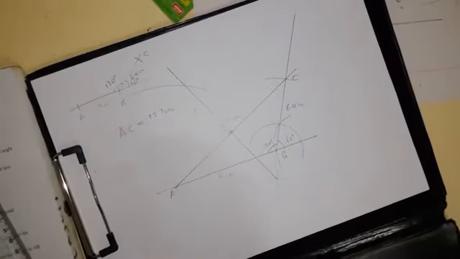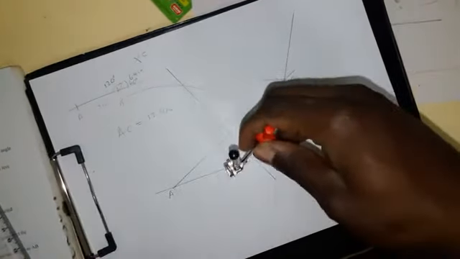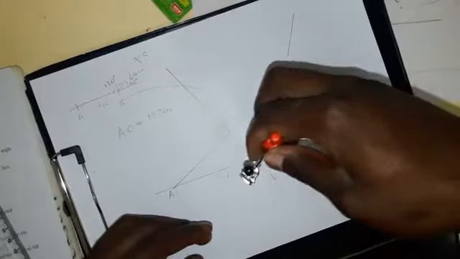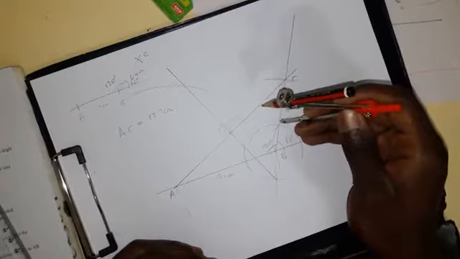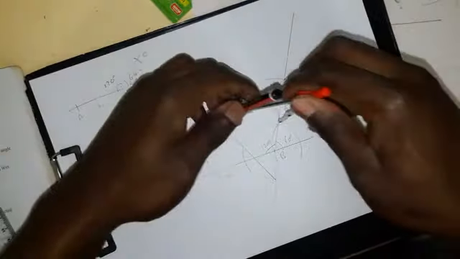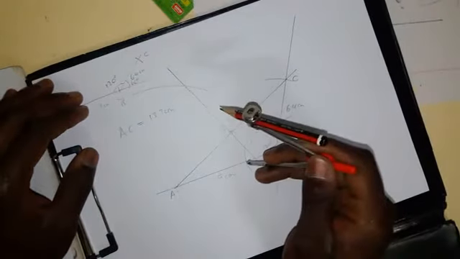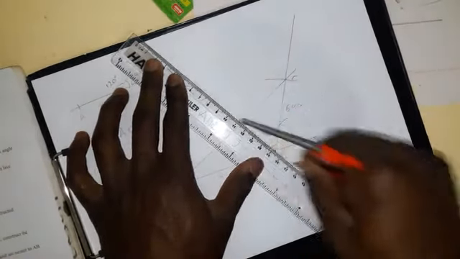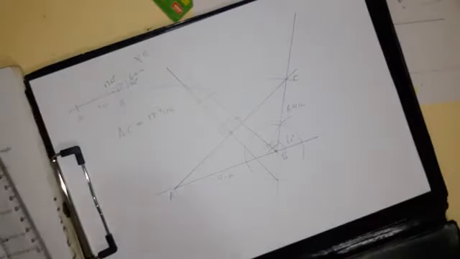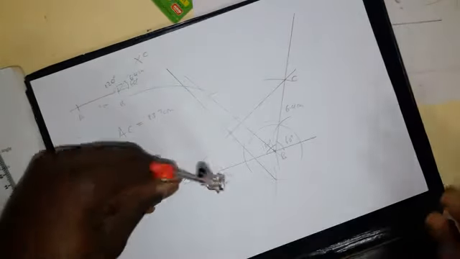We will come here and then draw an arc around that angle, bisect it, draw an arc upwards and another arc down, like that. And then the next thing, you will also divide another angle.